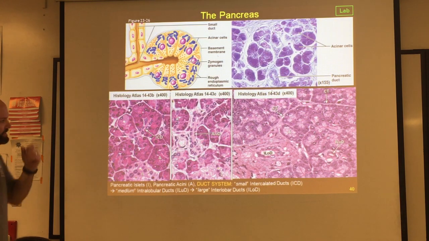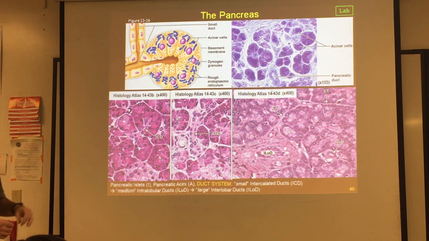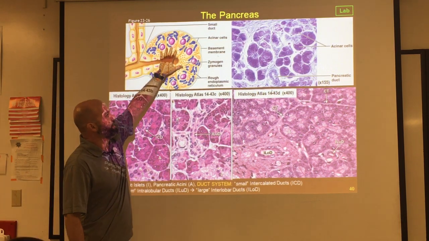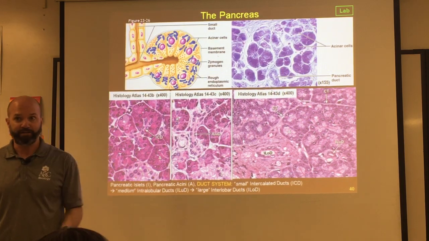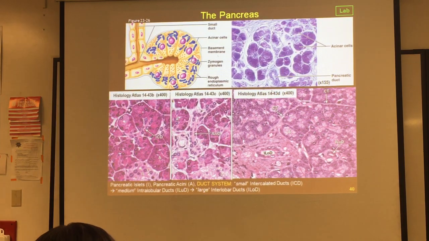So when you're looking at the histology images, aside from the secretory units, which tend to be round, you could call them alveoli, or you can call them acini. So alveolus, singular, or acinus. We usually go with acini.